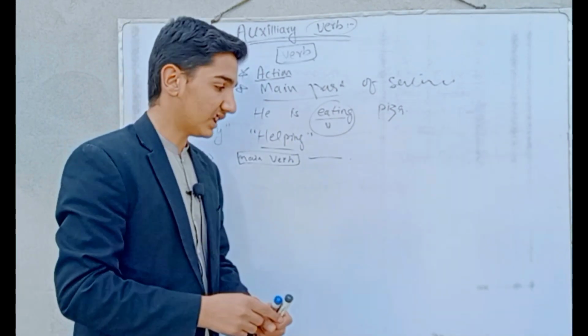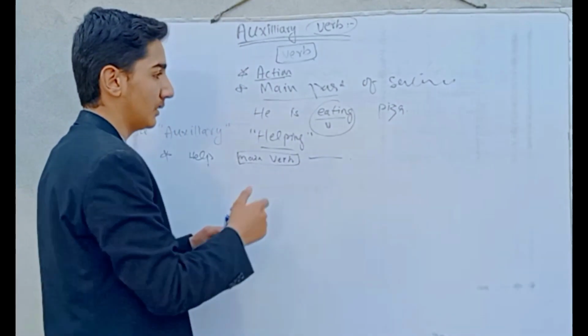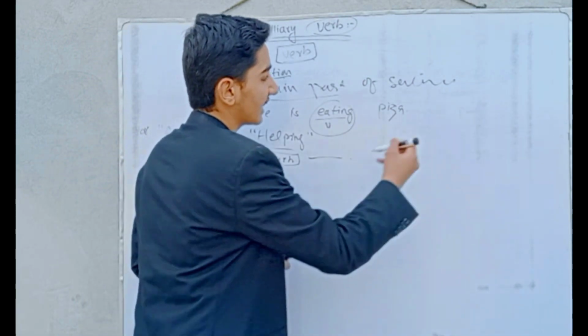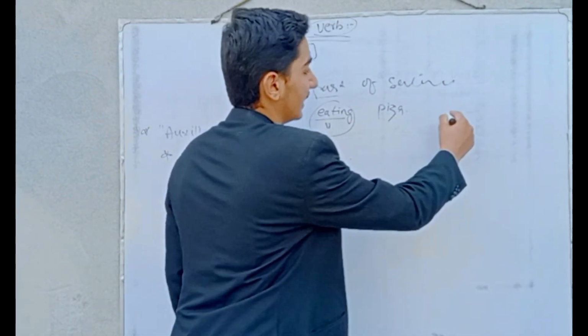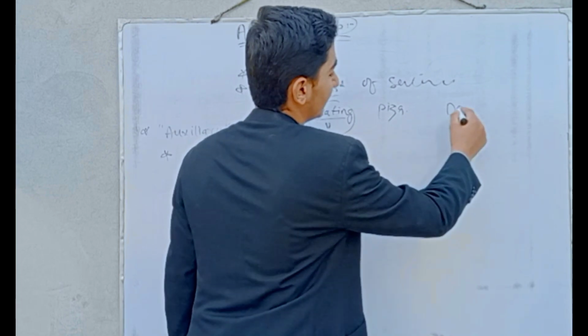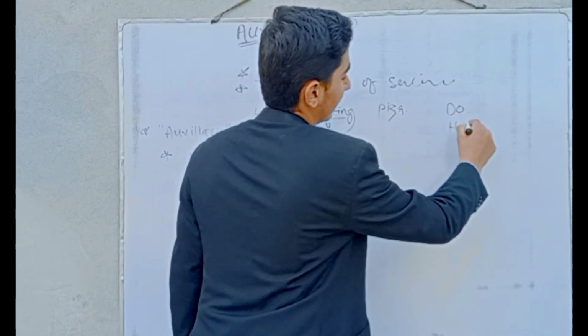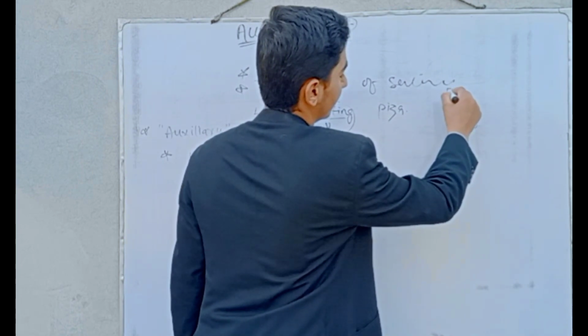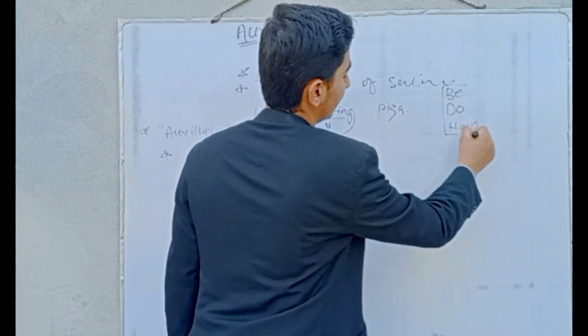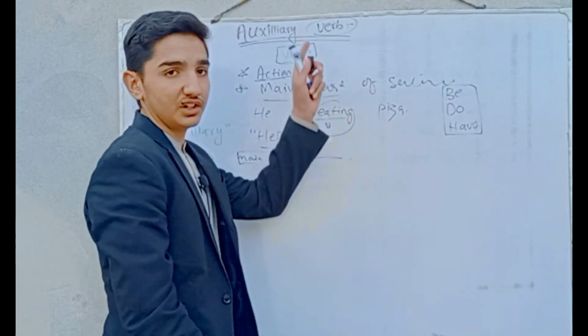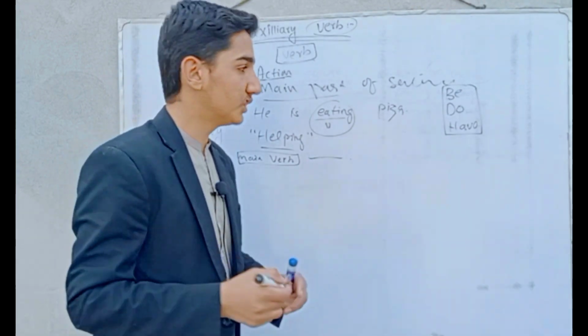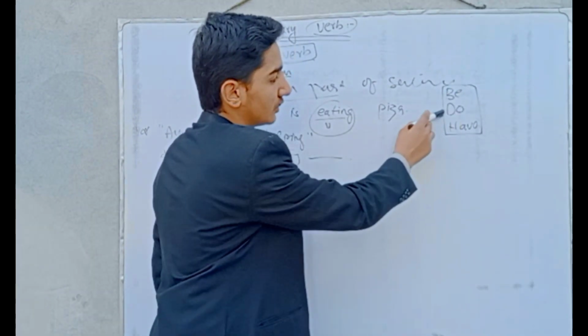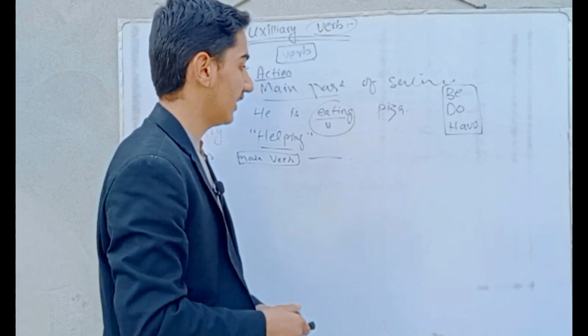What are those auxiliary verbs that are used to help the main verb? Mainly, they are three, that is called do, have, and be. These three are called the auxiliary verbs. Now you are confused here about what's be, what's do, and what's have. Now let me clear your confusion.